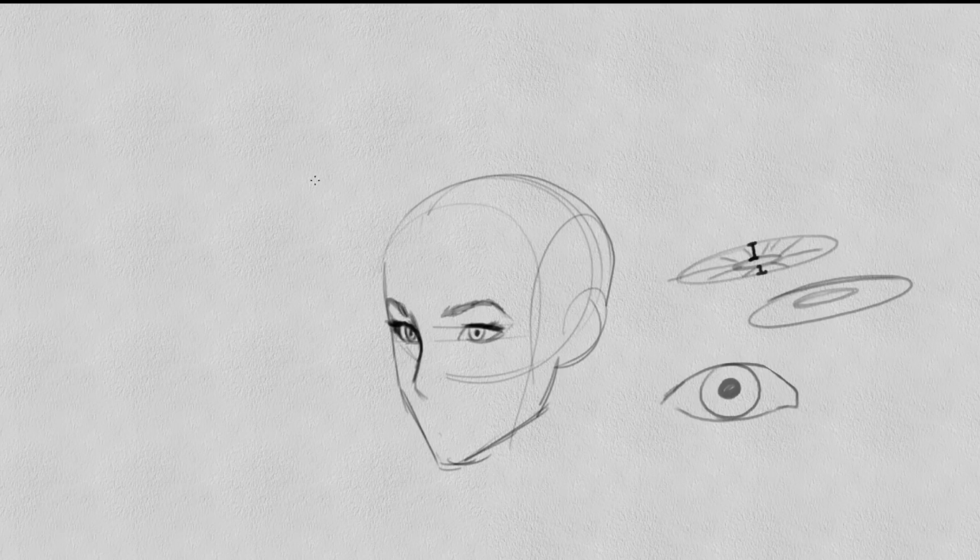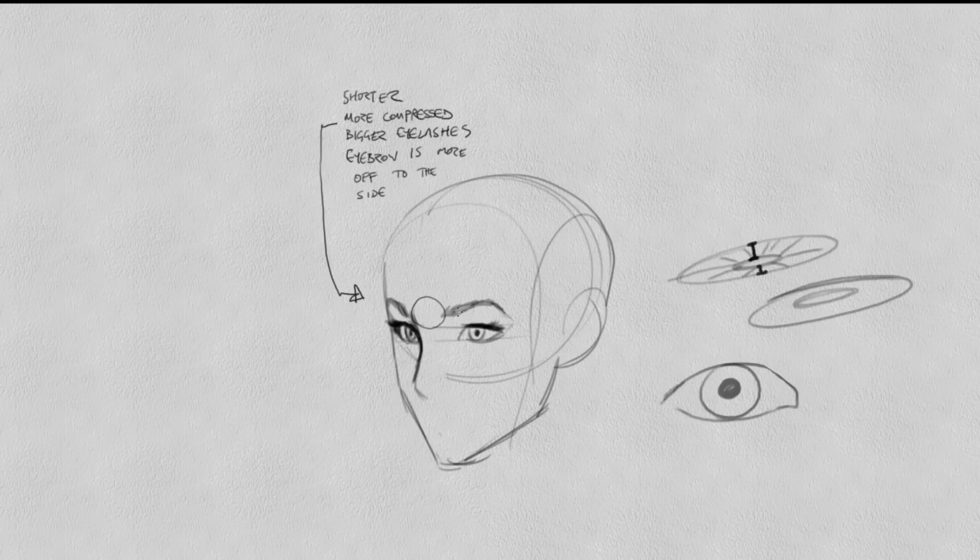Okay. So we talked about quite a few things here. We talked about this distant eye. We can call it that. So the distant eye is shorter, more compressed, and bigger eyelashes. I'm going to call it bigger eyelashes. You know what I mean, because we just talked about it, but it's not like the eyelashes are physically bigger. And the eyebrow placement. Eyebrow is more off to the side, or more space in the middle, however you want to think of it. But those are a few of the things we noticed, right?